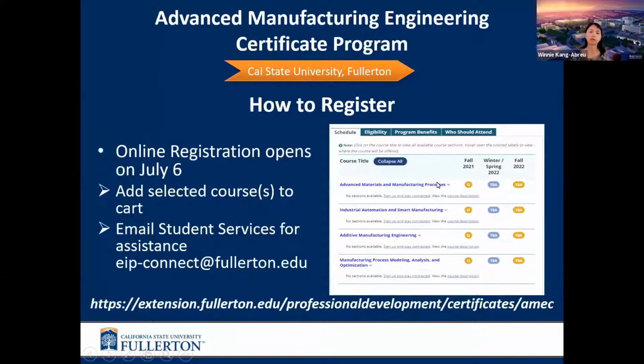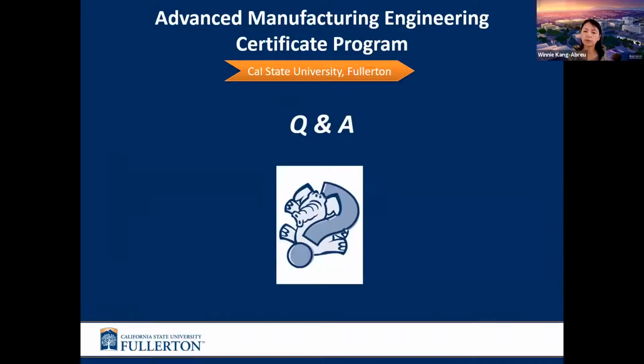So the registration, like I mentioned, will be available on July 6th. And if you have any question, if you need any help to enroll, you can contact our student services and email them at eip-connect@fullerton.edu. And we have plenty of time for Q&A. So if students have any questions, feel free to bring it up. You can either ask or you can type in the chat box.